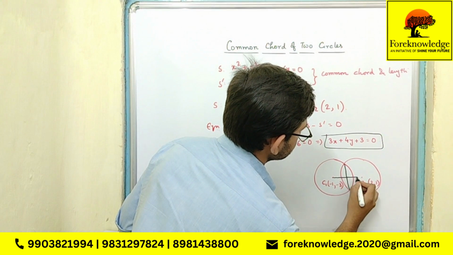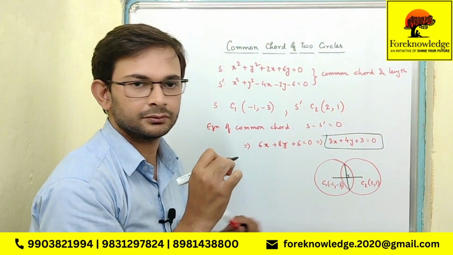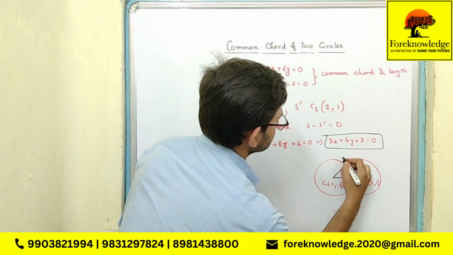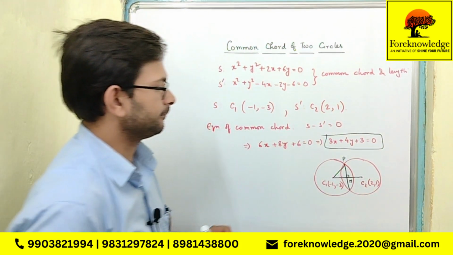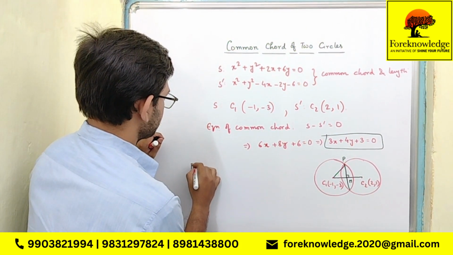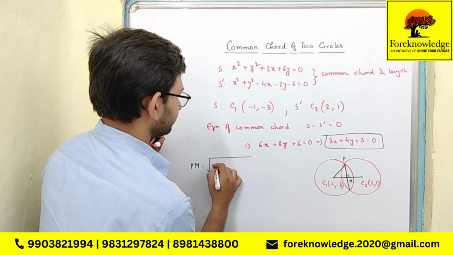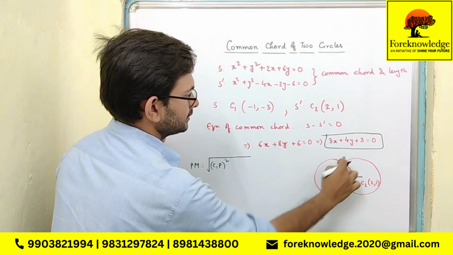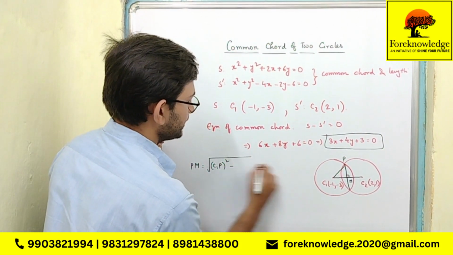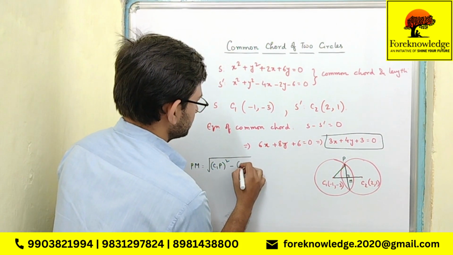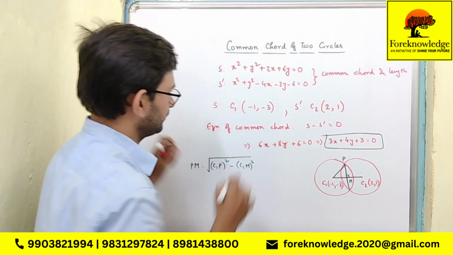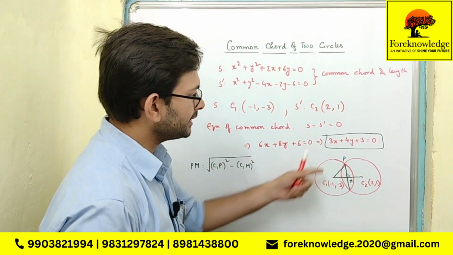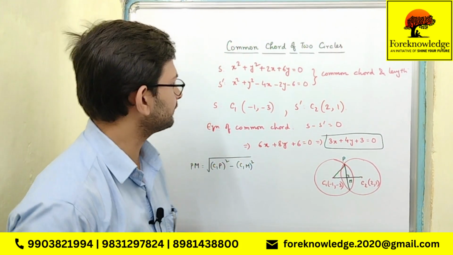The line joining center 1 and center 2 will be perpendicular to the common chord. So this is P, this is M, this is C1. So PM equal to root under C1P square, the hypotenuse square, minus this base C1M square. Now what is C1P? C1P is the radius of the first circle.